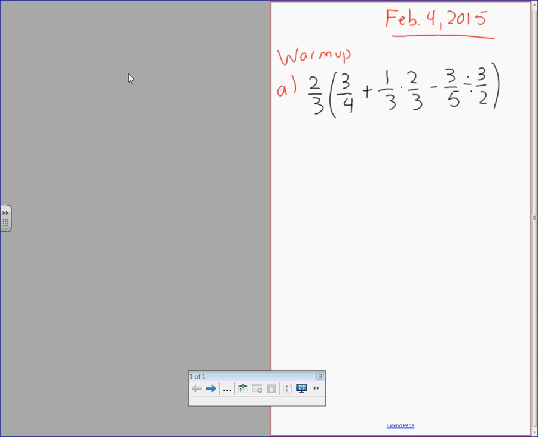Molly, can you be brave, please, and tell me the first step here? Do you get rid of the brackets first? No. Okay, so you multiply and divide with the brackets? Good. I'm going to get you to do this one right here, which will be 1/3 times 2/3. What does that turn into? 2/9. Very good.